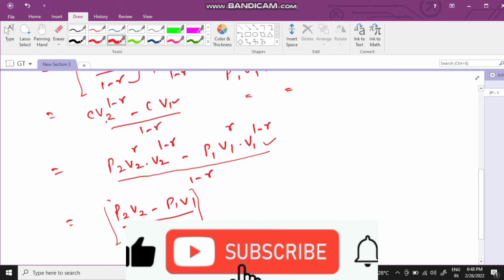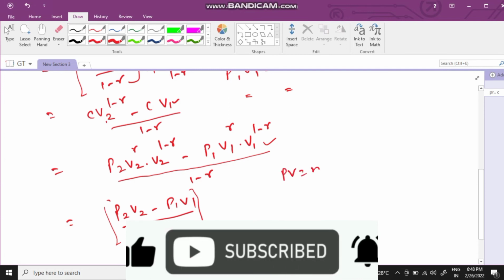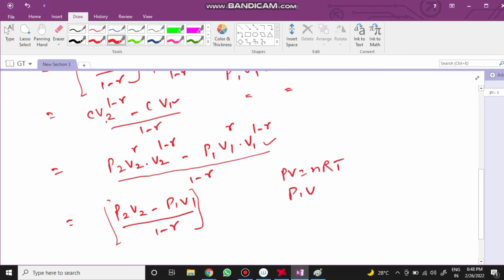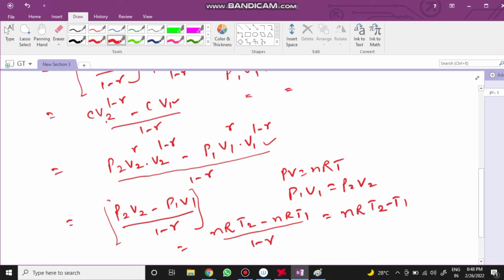Because this is an ideal gas, PV is equal to nRT. So we can write P1 V1 and P2 V2 in terms of temperature as nRT1 and nRT2. We can write the same expression as (nRT2 minus nRT1) divided by (1 minus gamma), which is equal to nR (T2 minus T1) by (1 minus gamma). So this is another expression to find the work done by an adiabatic process. One expression is this, one expression is this.